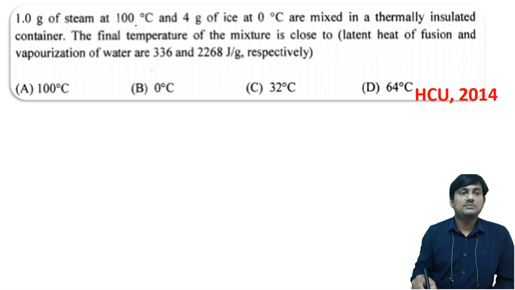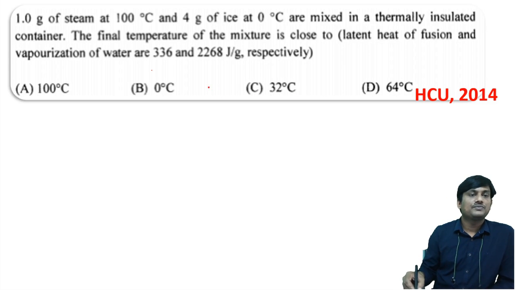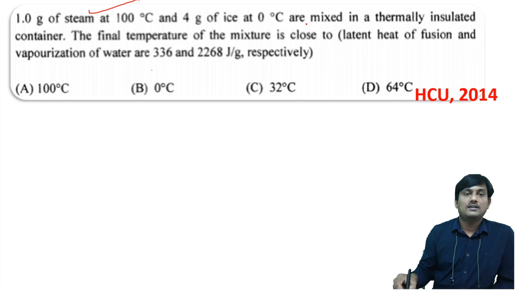1 gram of steam at 100 degrees centigrade and 4 gram of ice at 0 degrees centigrade are mixed in a thermally insulated container. The final temperature of the mixture is close to... The latent heat of fusion and vaporization of water are 336 and 2268 joule per gram respectively. Here steam releases heat and ice absorbs heat.